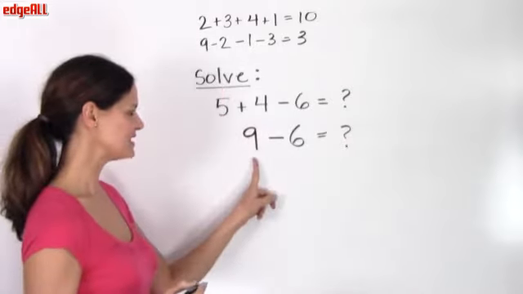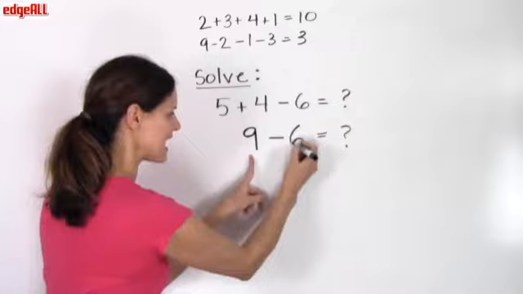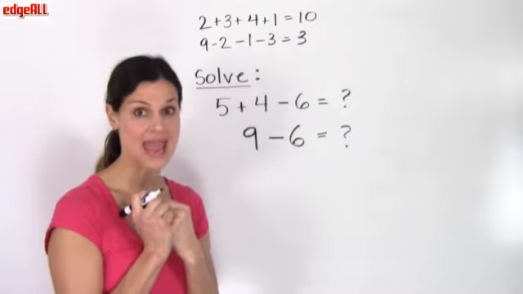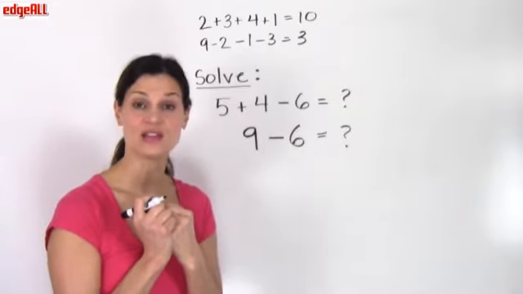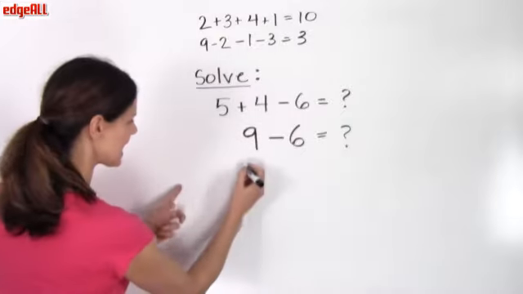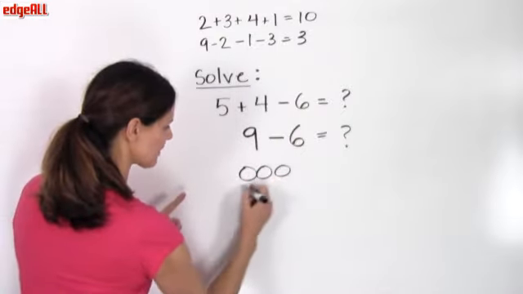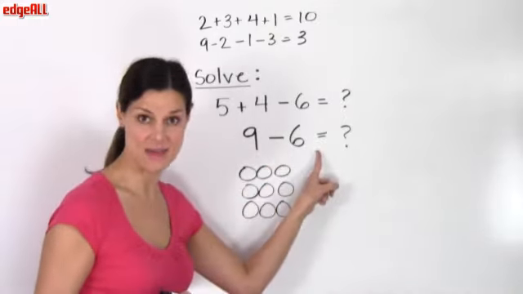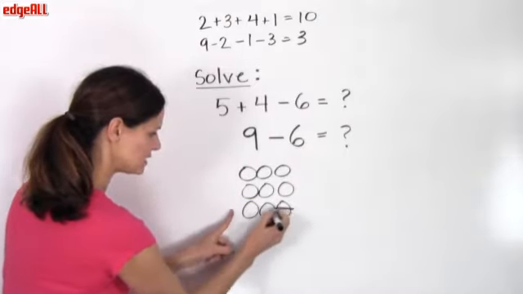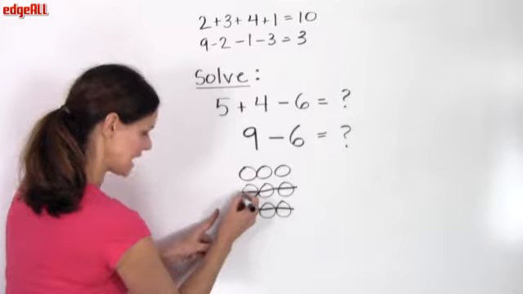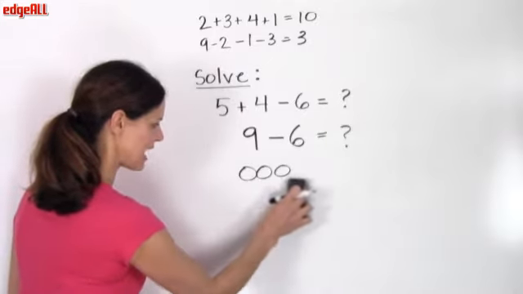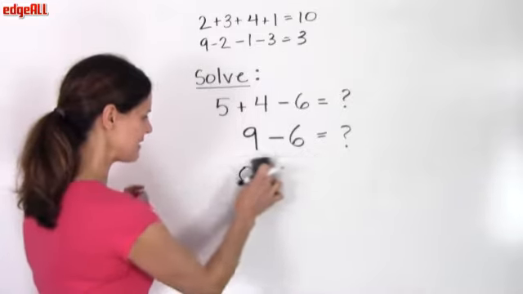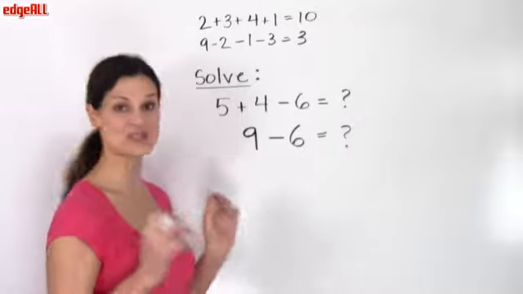Okay. Now in the same way, I am going to perform my calculation. In this case, I've got a subtraction, so I'm taking away 6 from 9. So I could do that by drawing objects and say I had 9 balls. 1, 2, 3, 4, 5, 6, 7, 8, 9. And I take 6 of them away. So I take away 1, 2, 3, 4, 5, 6. How many balls do I have left? 1, 2, 3. So 9 minus 6 equals 3 if I use objects.